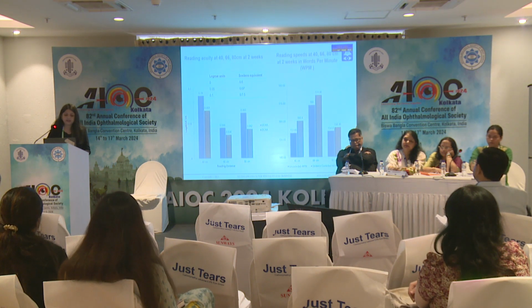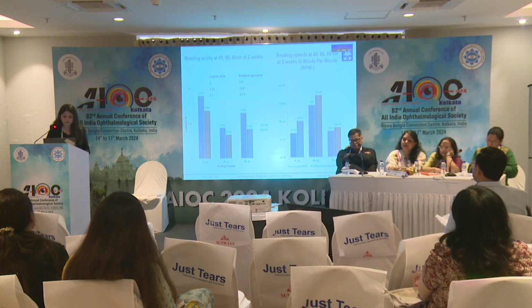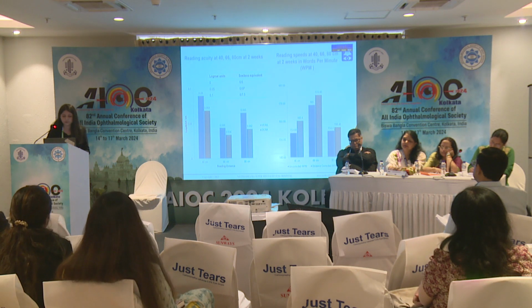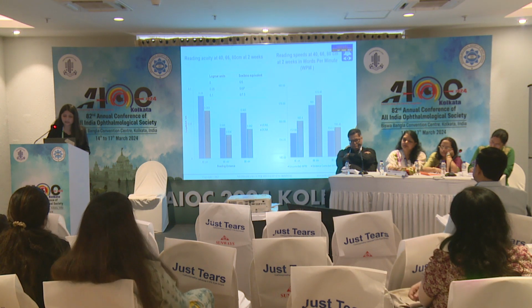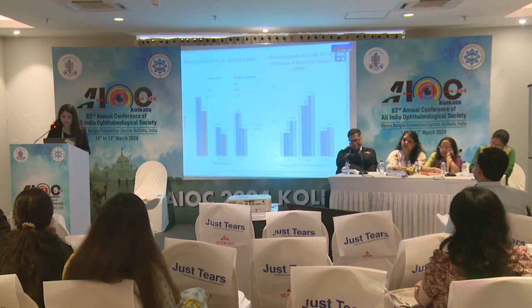We also studied the reading acuity and reading speeds using the Salzburg reading desk at 40, 66 and 80 centimeters at 2 weeks. We can see in the first graph, the reading acuity was better than 0.1, which corresponds to 7.5 Snellen's equivalent at 40, 66 and 80 centimeters. And also the reading speeds at the same distances were more than 150 words per minute.